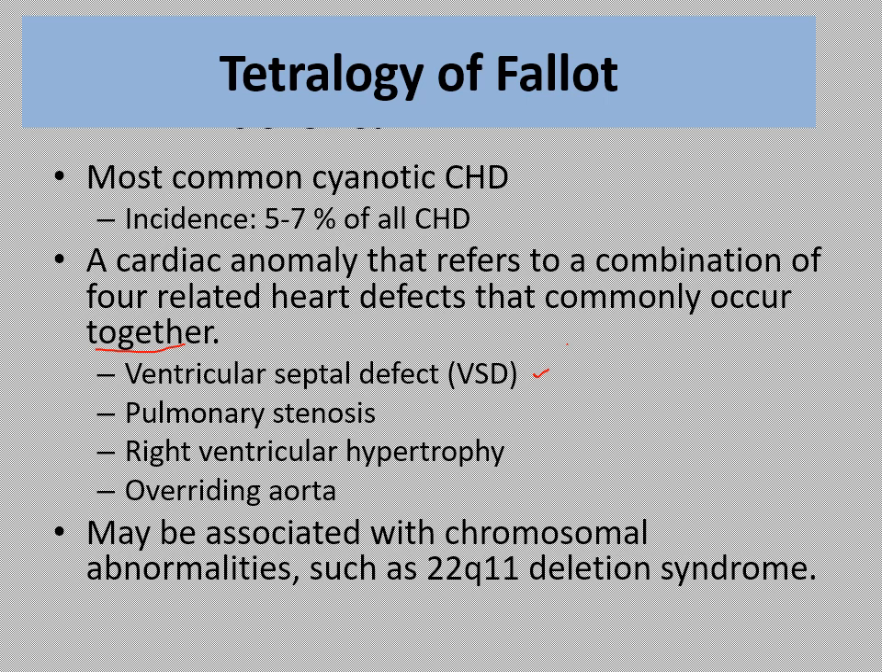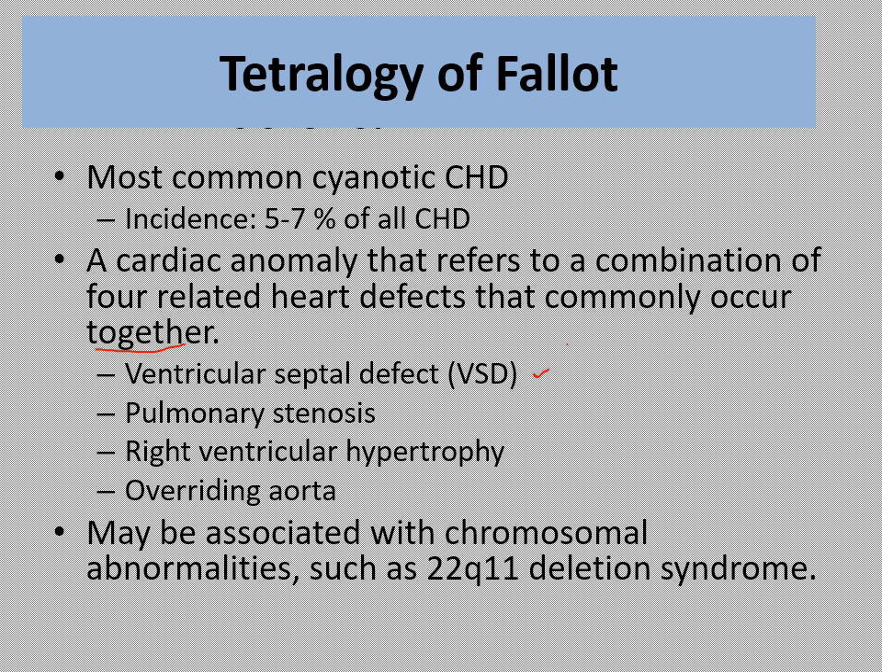The third one is right ventricular hypertrophy, which is a heart disorder characterized by the thickening of the wall of the right ventricle. Okay, it can be caused by excessive stress on the right ventricle, maybe the overflow of blood from the left to the right shunt or any other factors.